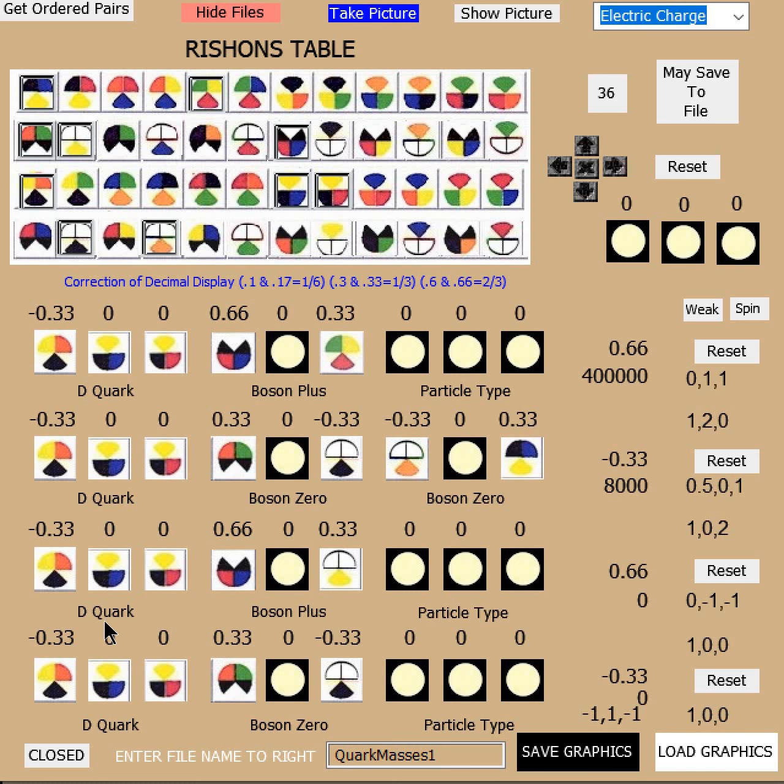Continuing here, we have again a generic D quark. Now here we have another boson plus. This boson plus, through an electromagnetic interaction, is going to convert our generic D into a generic U, and in combination with this boson plus, which is flavored, it will then be a charm quark, and that charm quark will have 2,000 electron units.